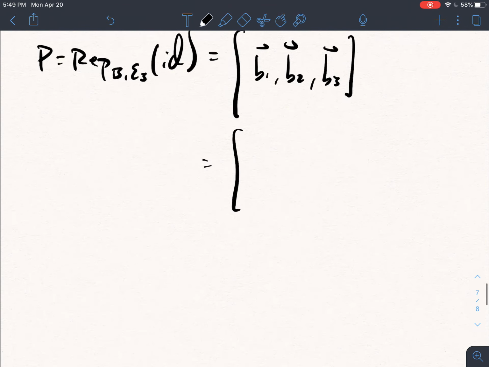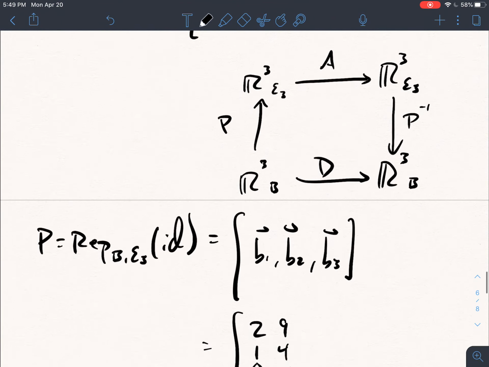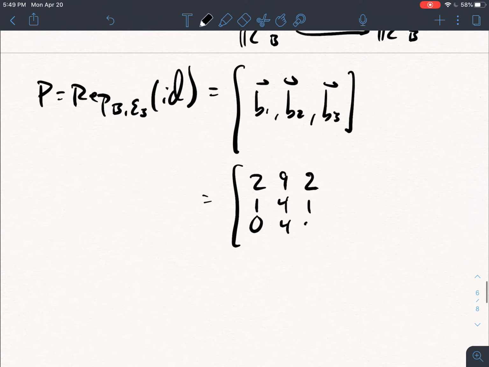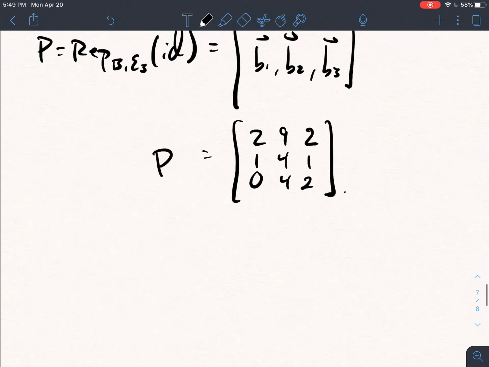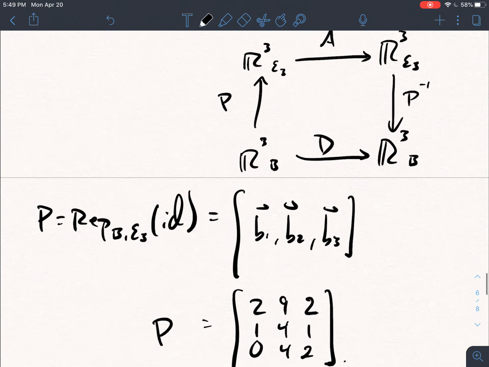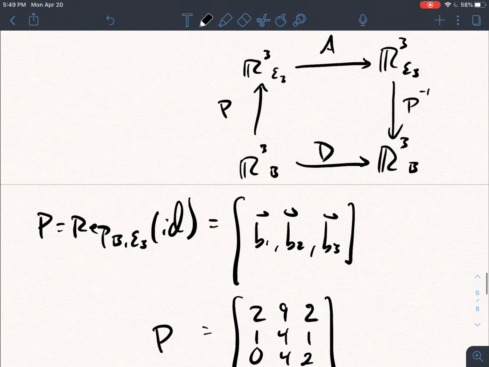And so let's go find what those were. So b1 had 2, 1, 0, and 9, 4, 4. And then what was our last one? 2, 1, 2. So this is our matrix P right here.